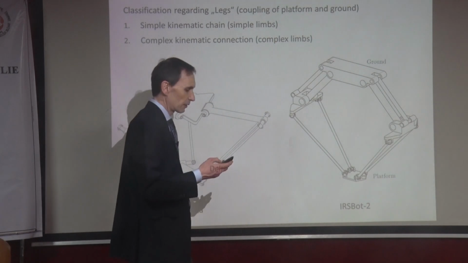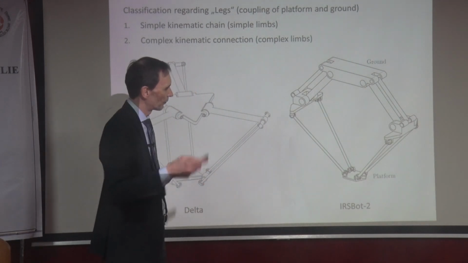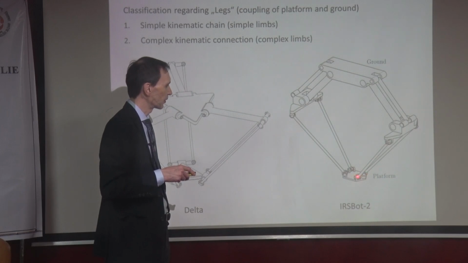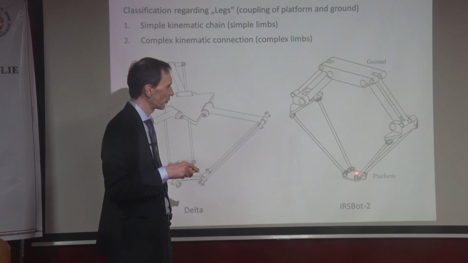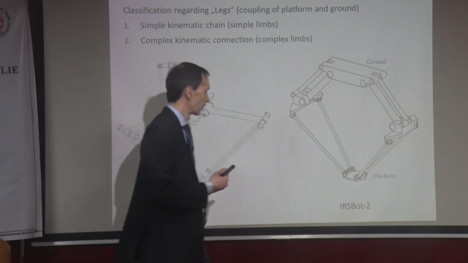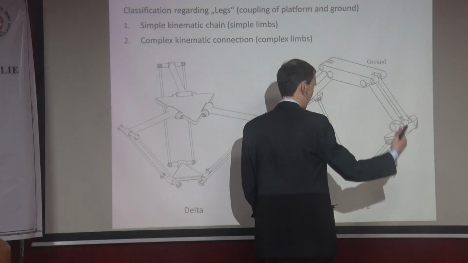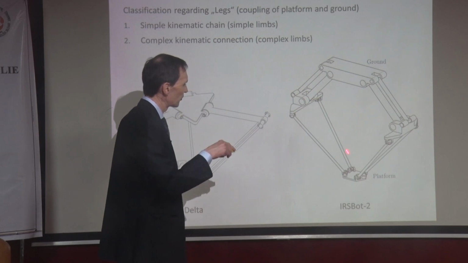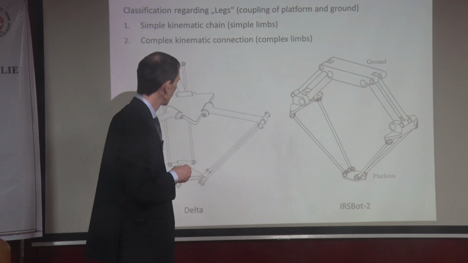Then there are, as we call it, lower degree of freedom mechanisms. For example, this one. So there's the platform, and this platform can only move in a plane. So when I say in a plane, this is like this plane. So the platform can only move in this plane. And again, what you see here, we have closed loops. And here you even have more closed loops than here.